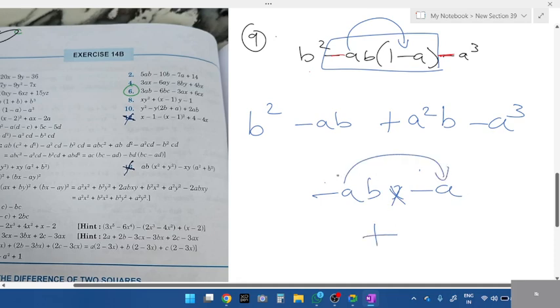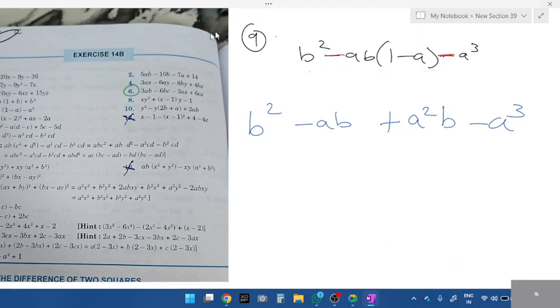How much is a into a? A into a is a square. And what else is left? B is left. Is it clear, all of you? Any doubts? All right. Only if you understand this will you be able to do the next one, students. Each and every exercise is interlinked.